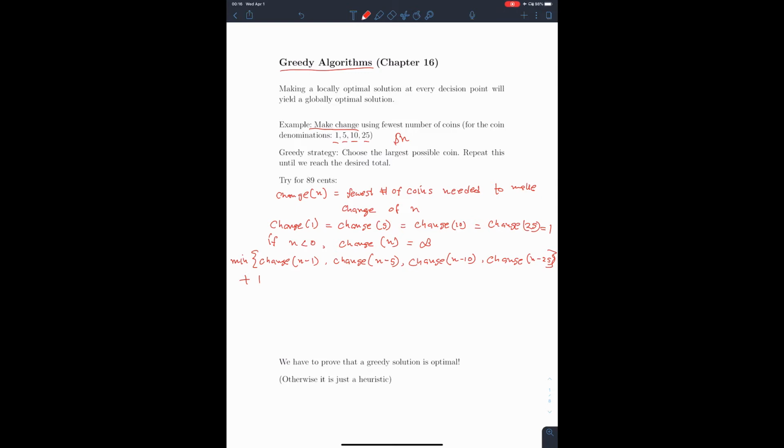So what would be the runtime of this solution? I encourage you to think about it and try to come up with the runtime of this algorithm.